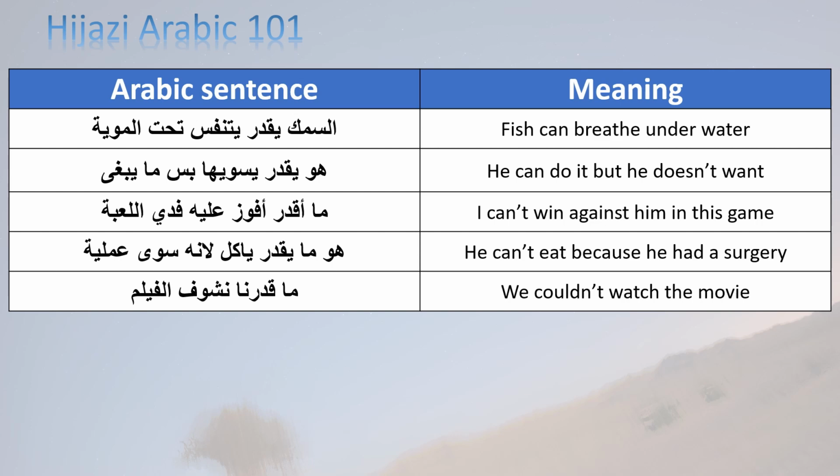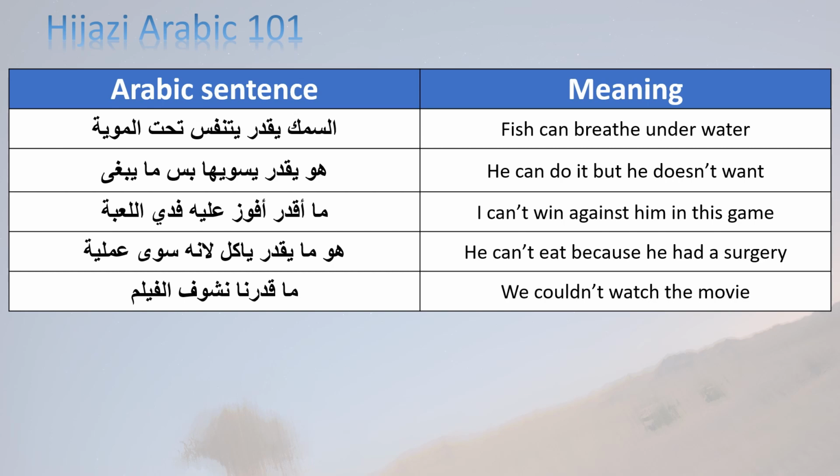السمك يقدر يتنفس تحت الموية. Fish can breathe underwater. السمك is fish. يقدر is can. يتنفس is breathe. تحت is under. الموية is water.